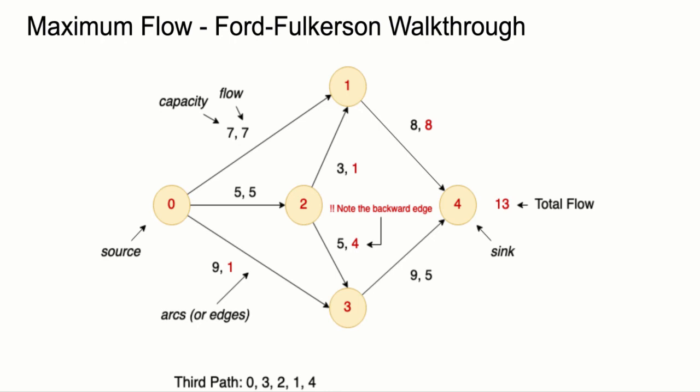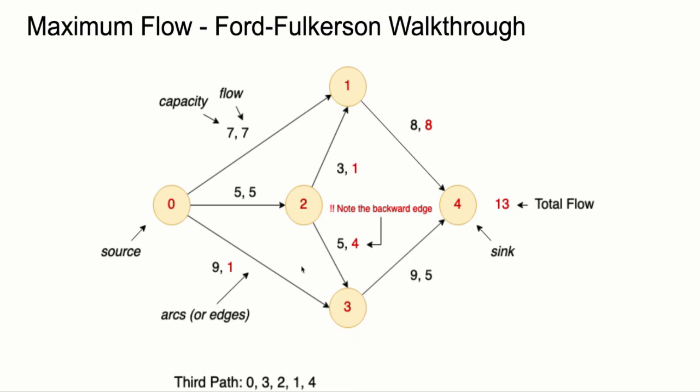Okay, so this is where we get into the interesting part of the algorithm. Now we're looking for another path through the system. The two paths that we've looked through previously are now at maximum capacity. We can't put any more liquid or data or whatever is coming through. No more can go through either of these paths. So we're going to do a last path. The path that we're going to pick is 0 to 3, 3 to 2. Note that we're doing a backwards edge here. I'm going to talk about that in a minute. 2 to 1, and 1 to 4.